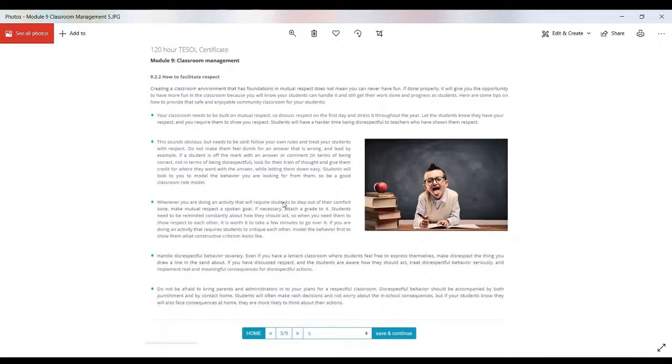Next, the next subpart is about how to facilitate respect. Creating a classroom environment that has foundations in mutual respect does not mean you can never have fun. If done properly, it will give you the opportunity to have more fun in the classroom because you will know your students can handle it and still get their work done and progress as students. Here are some tips on how to provide that safe and enjoyable community classroom for your students.